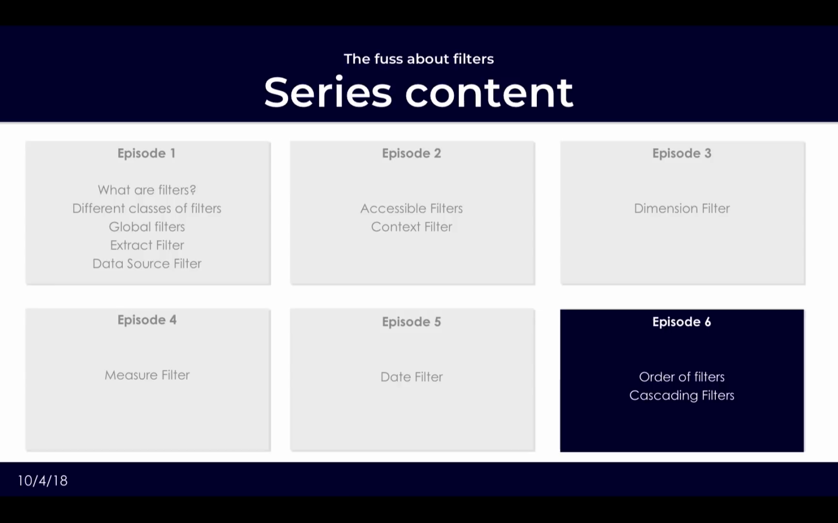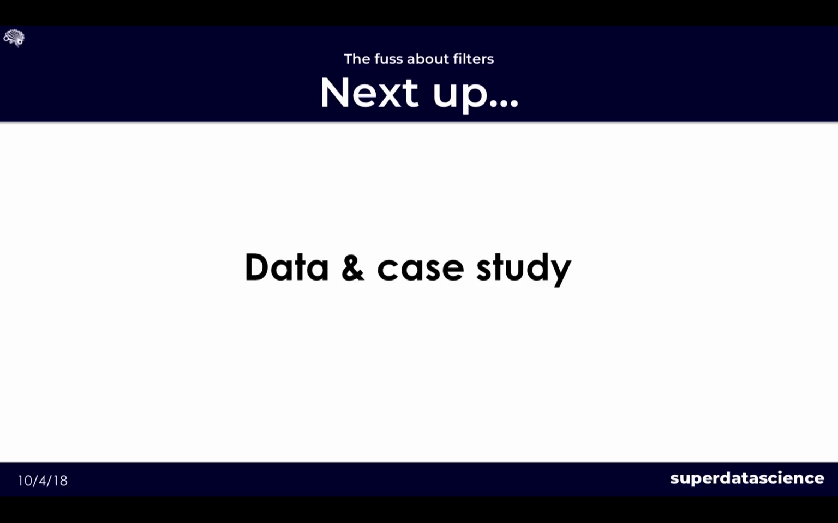So let's have a quick look at what we've covered thus far before we move on to the next topic. We have had a look at what a filter is, as well as the different classes, looking at global filters with specific focus on extract filters and data source filters, and then stepping into accessible filters, covering context filters, dimension filters, measures, and date filters. Before we move on to this topic, let's have a look at the data which we are using.